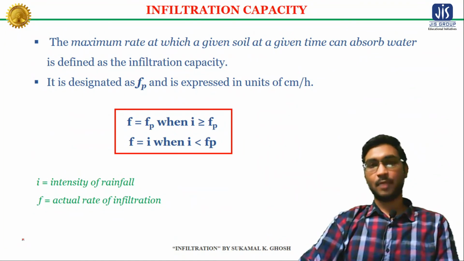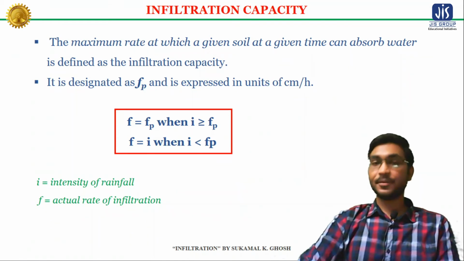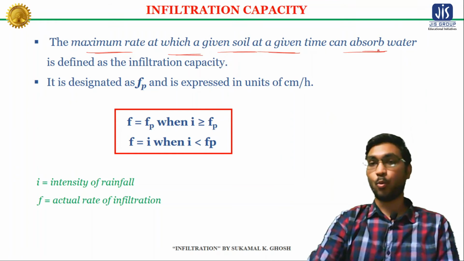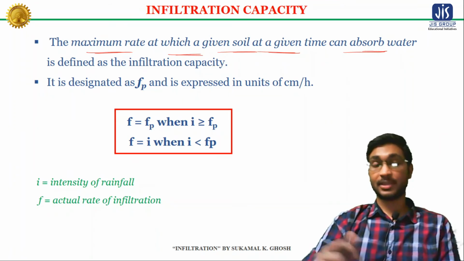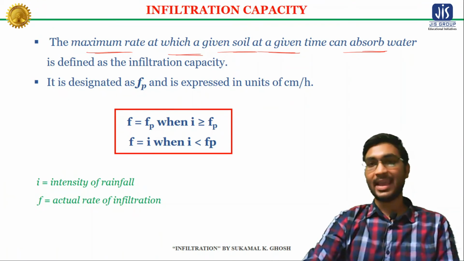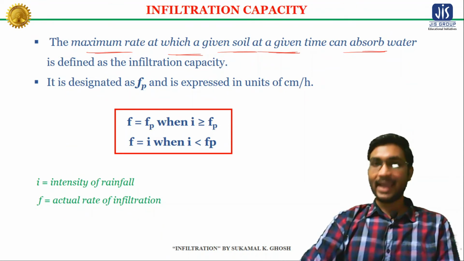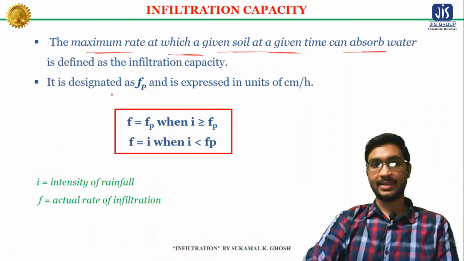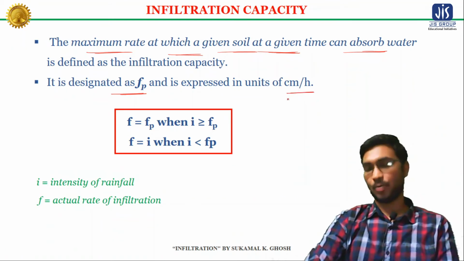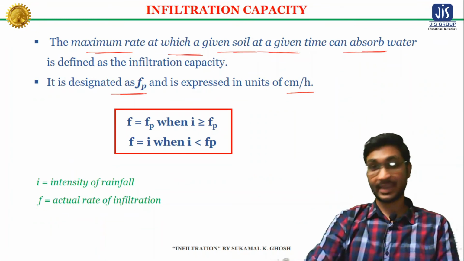Now we are going to discuss the infiltration capacity. So what is this infiltration capacity? The infiltration capacity is the maximum rate at which a given soil at a given time can absorb water. It means the infiltration capacity is the maximum absorption rate of a given soil at a given time. And the infiltration capacity can be designated by f suffix p. And the unit of the infiltration capacity is centimeter per hour or millimeter per hour or millimeter per second, etc.